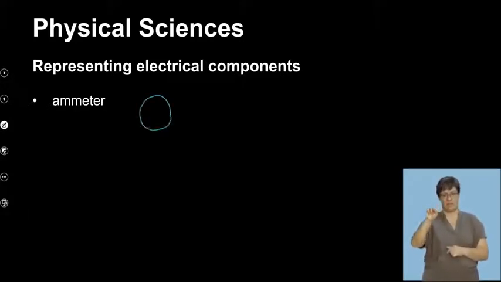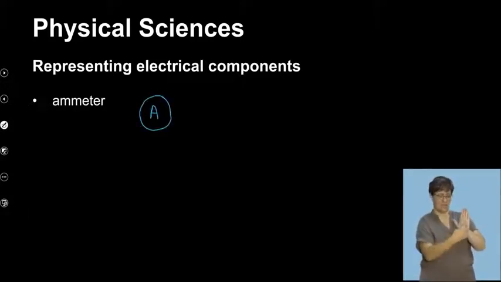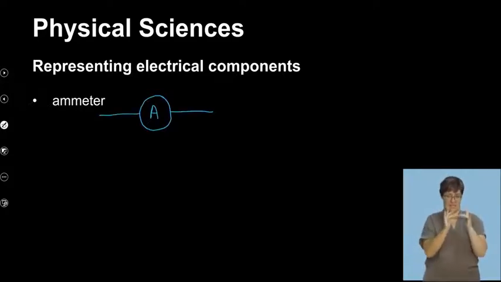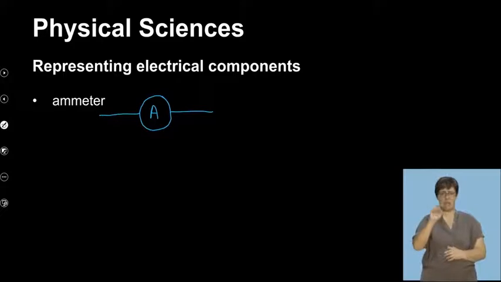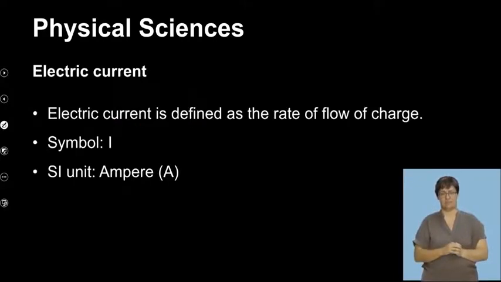This is how we represent an ammeter. We'll connect the ammeter at a point, just to determine how much current passes through. So the measurement of current is done by the use of an ammeter. Now, let's talk about electric current, which is our main concept for today.